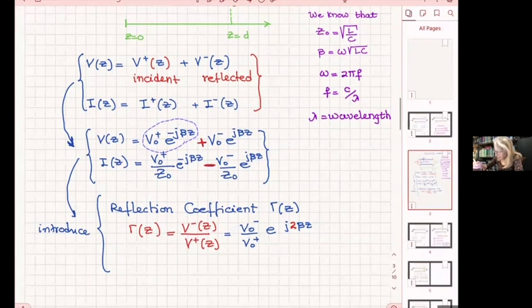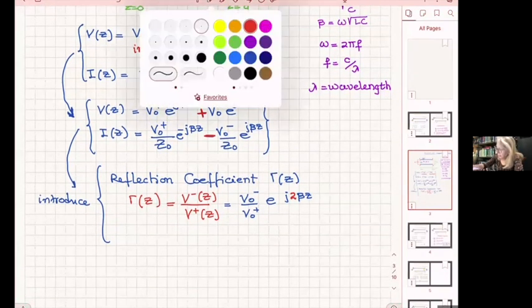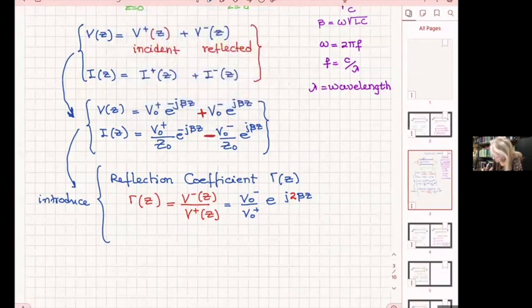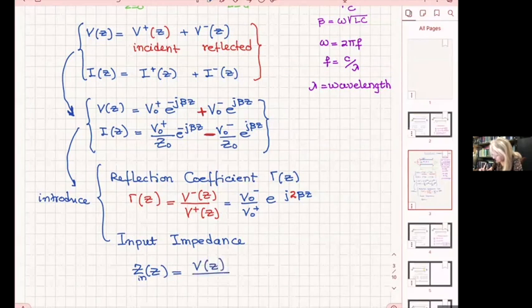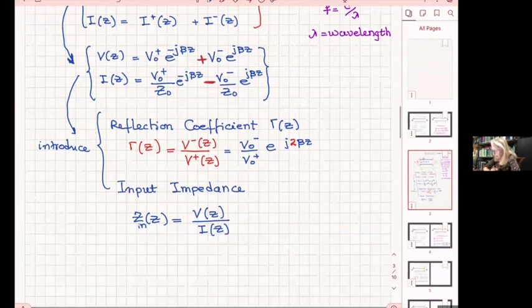And then we have another important parameter we introduce, which is the input impedance. The input impedance is also a function of Z. And how do we define it? We define it as the voltage at Z divided by the current at Z. It's the total voltage divided by the total current.